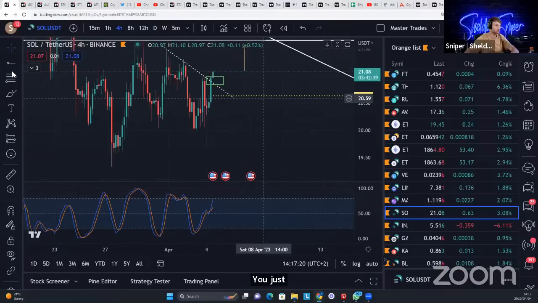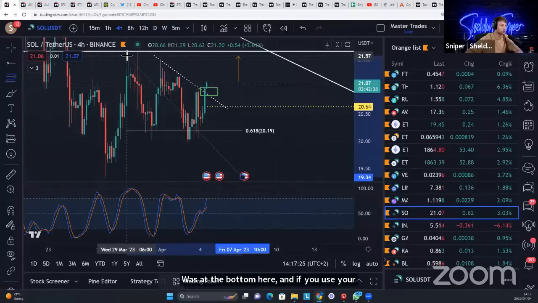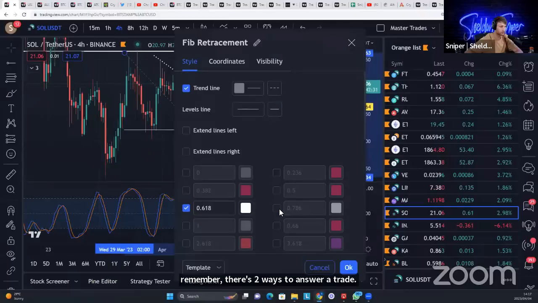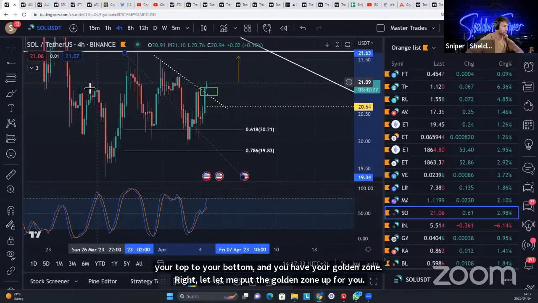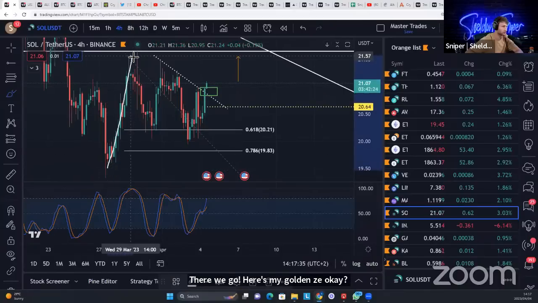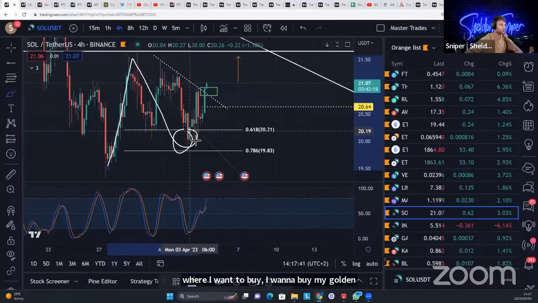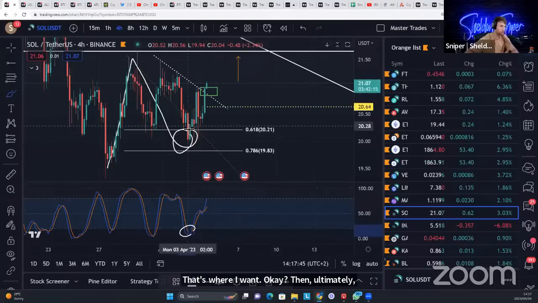And if you used your golden zone, remember there's two ways to enter a trade. You've got your top to your bottom and you have your golden zone, right? Let me put the golden zone up for you. There we go. There's my golden zone. If I looked at the trade and saw this coming back, where do I want to buy? I want to buy my golden zone. Then ultimately RSI is at the bottom, beautifully. RSI is there, we're in the golden zone. Buy the trade. Fantastic. That's one strategy.